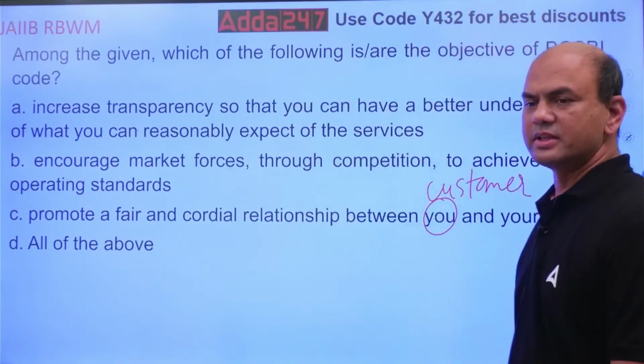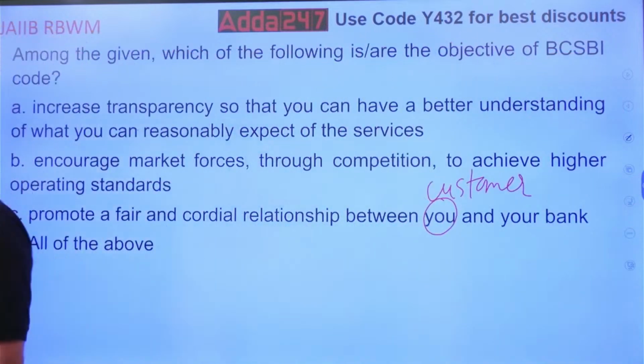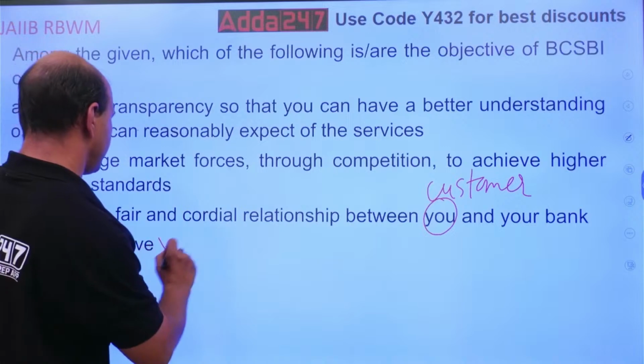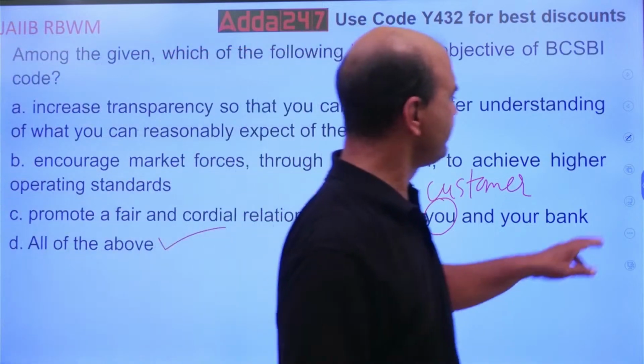So what is the answer? Think over it. Very simple one. What is the answer? Really simple. It is? Comment section. It is D, all of the above. D, all of the above. Okay? That is the answer.